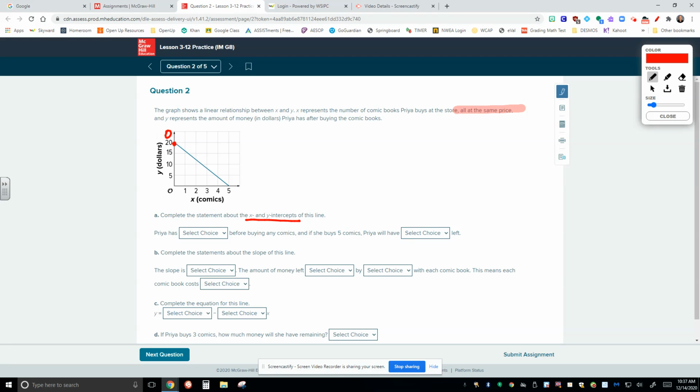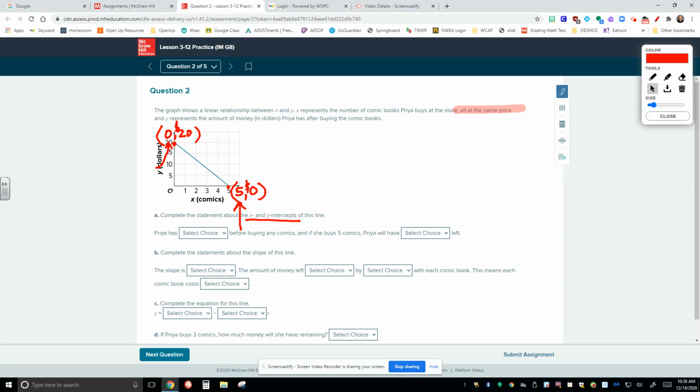Y-intercept, where the line crosses the y-axis, 0, 20. And then x-intercept crosses the x-axis at 5, 0. What do these 2 points tell us about? It says Priya has how much before buying any comics and how much after buying 5 comics. Remember that before buying comics means that she hasn't bought any comics. But buying 5 comics, that's how many comic books we're talking about. And the y-coordinate is always talking about the money. Hopefully that'll be enough hints to be able to help you to know how to answer part A.